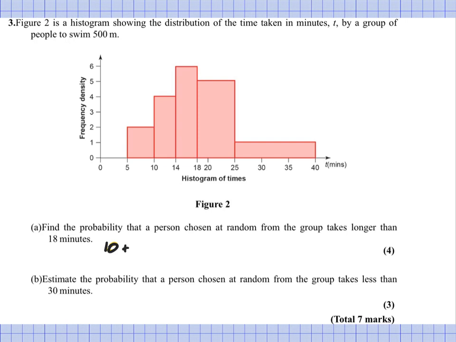Second rectangle is 4 by 4, which is 16. The next one is 4 by 6, which is 24. Then we've got 7 by 5. 7 is the width, 5 is the height. 7 times 5, 35. And the last one is 15 wide by 1 high, so that gets me 15. If I add those, the sum of that comes to 100.